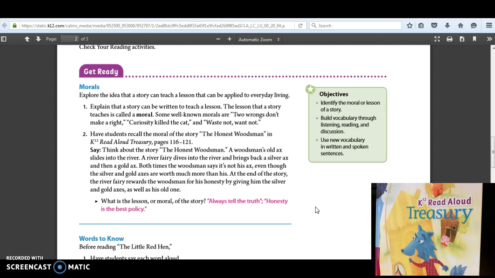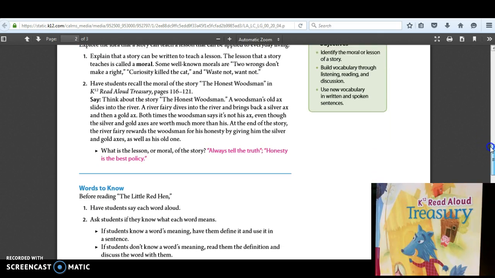Now I want you to look at your learning coach. What was the lesson or the moral of this story, The Honest Woodsman? Do you remember what the lesson or the moral was in this story? Tell your learning coach. If you told your learning coach, always tell the truth or honesty is the best policy, you are correct. That was the moral of the story, The Honest Woodsman. And today we're going to be reading the story, The Little Red Hen. I want you to listen carefully when your learning coach reads it, and try to figure out what lesson the story is trying to teach you.